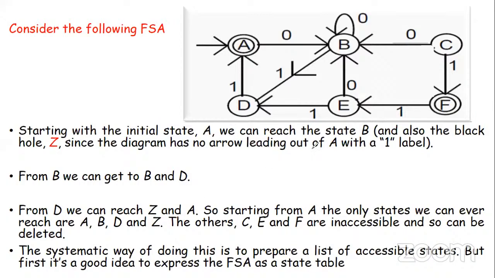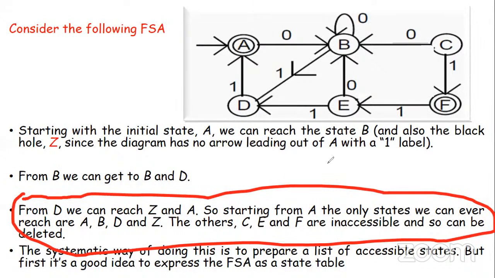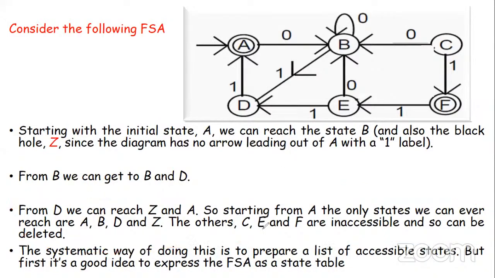Now, we're going to be looking at what we have written here. We're going to explain it one after the other shortly, so that you can get a grasp of what this statement is saying. Let me clean up this. Now, starting from A, we can reach B, and there's no way to get to another state. We go to a black hole.